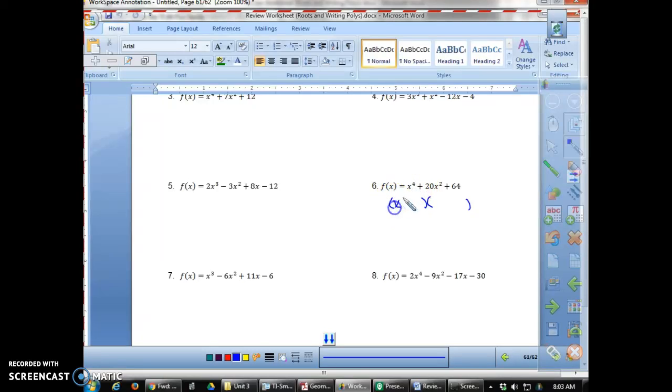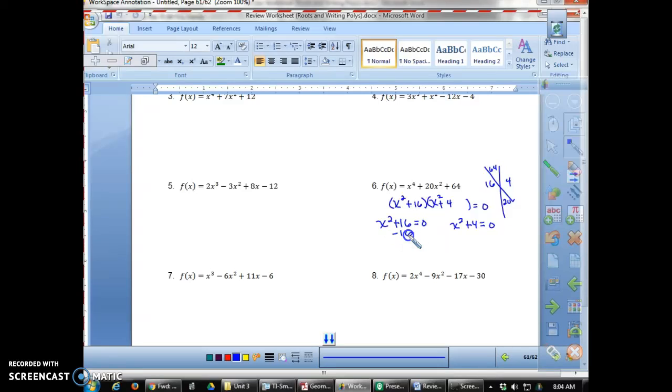So I'm going to do x squared times x squared, and then I'm looking for factors of 64 that add to 20. Factors of 64 that add to 20. And I kind of just played around with this for a minute, and I got 16 and 4. So they add to 20, they multiply to 64, so I'm going to have x squared plus 16, x squared plus 4 equals 0. And in a case like this, I'm just going to set them each equal to 0 and solve.